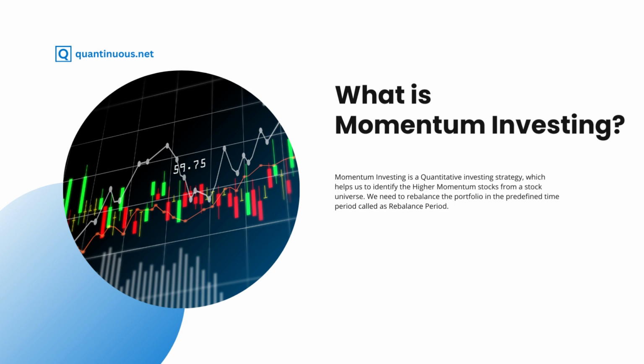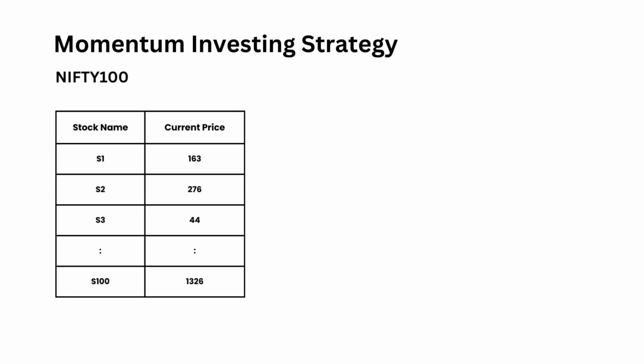Now, with the help of an example, let us understand how we can identify higher momentum stocks from a stock universe. In this example, we are taking Nifty 100, from where we will identify the higher momentum stocks. We all know Nifty 100 has 100 stocks. To start with, we have to download the current price of every stock. As we download the data, we will have the stock name along with the current price of every stock.